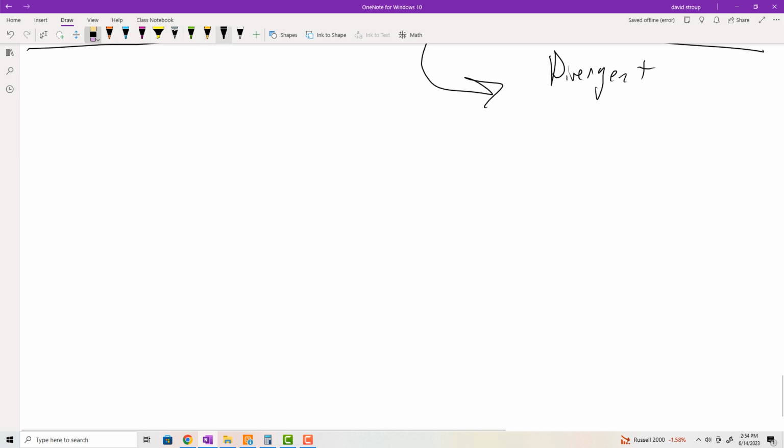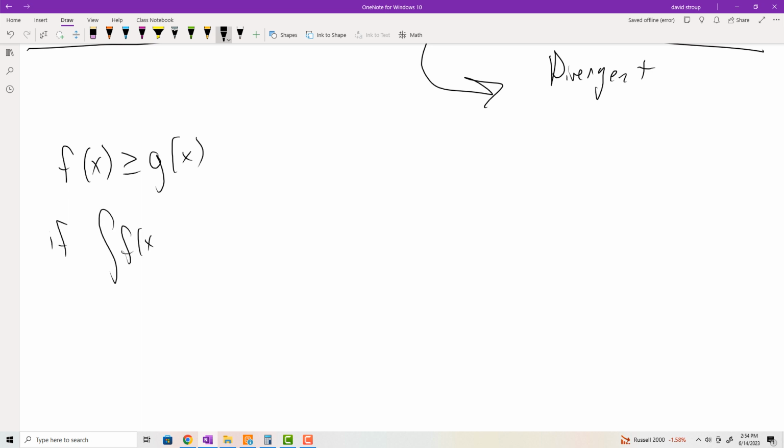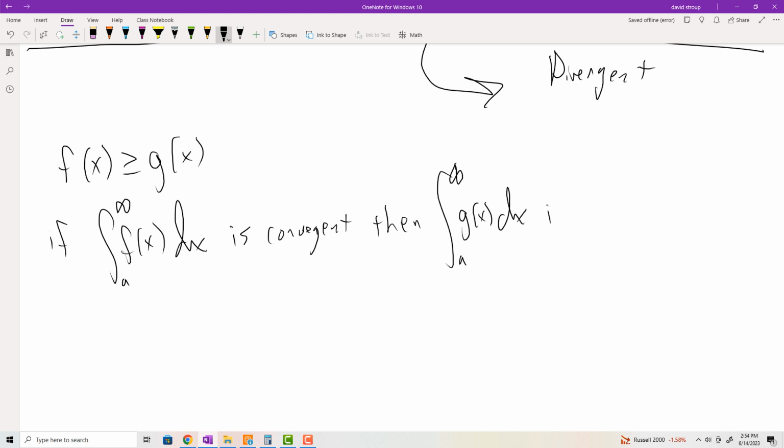There have to be two things that hold. First, there's an inequality, right? So suppose f of x is greater than or equal to g of x. Okay? Then if the integral of f of x going from some value a to infinity of dx is convergent, then the integral from a to infinity of g of x dx is also going to be convergent. You may be like, what? Why? Well, think about it visually. Let's say this is f of x.